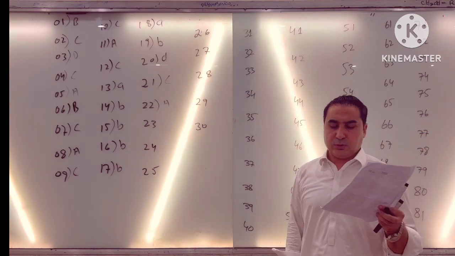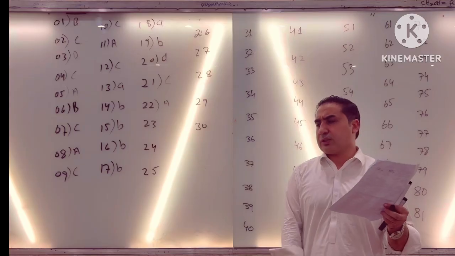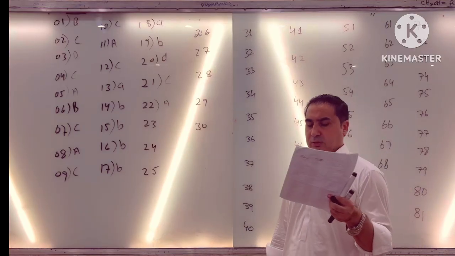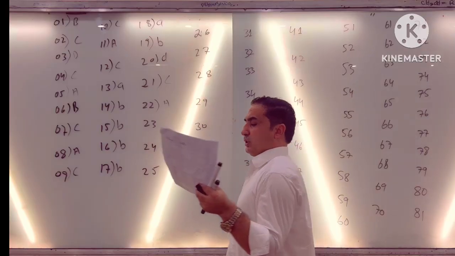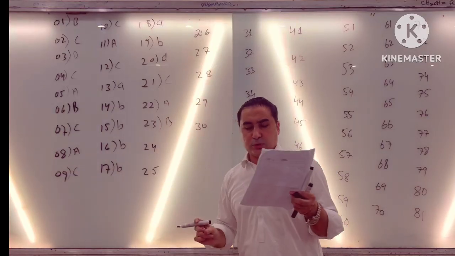The receptor for pain is also known as? Pacinian corpuscle, nociceptor, Meissner's corpuscle, Ruffini's ending. The Meissner's, Pacinian and Ruffini are touch or pressure sensitive. Among them, the nociceptor is the pain receptor. The correct option is B, nociceptor.